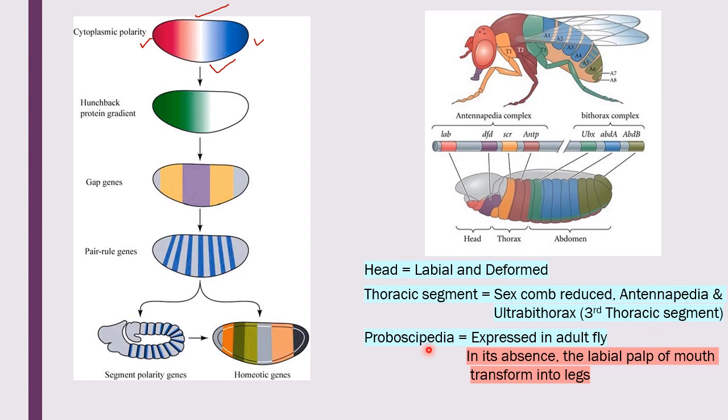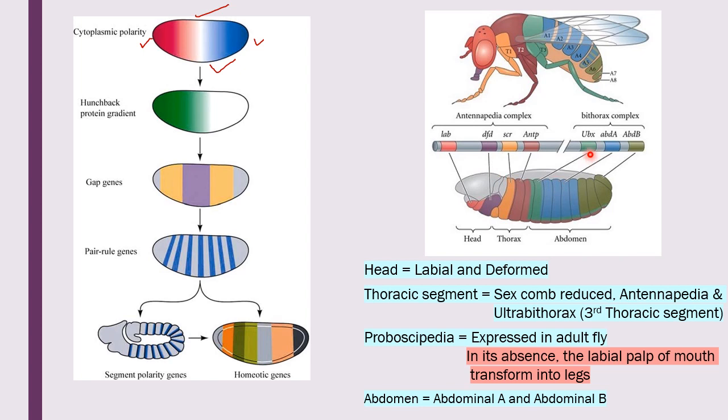Now proboscipedia, it is expressed in adult fly, and in its absence the labial pulp of mouth is transformed into leg. Now the last comes abdomen. So the identity of abdominal segments is maintained or determined by two genes, abdominal A and abdominal B, and these two genes are part of bithorax complex.